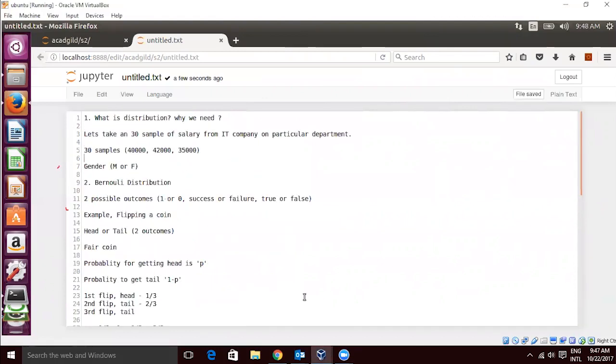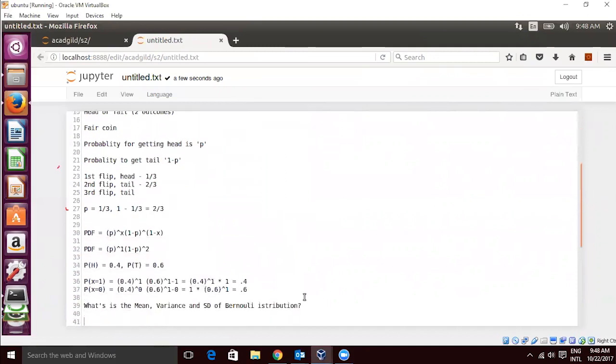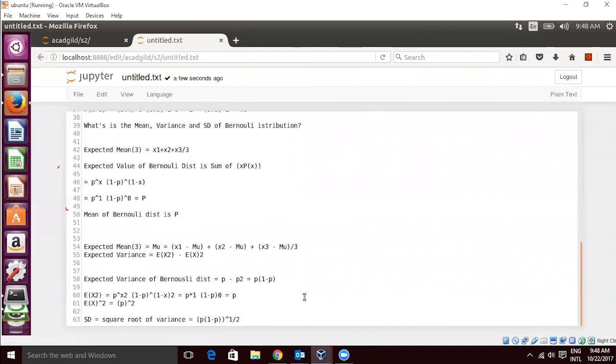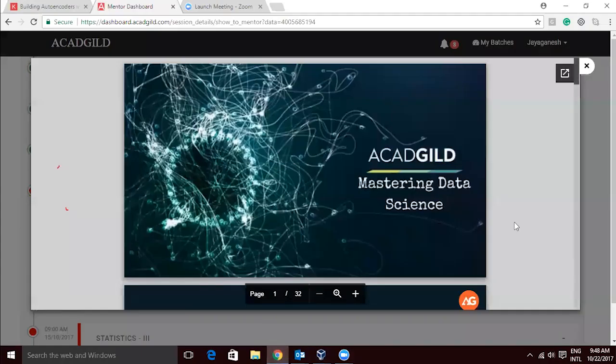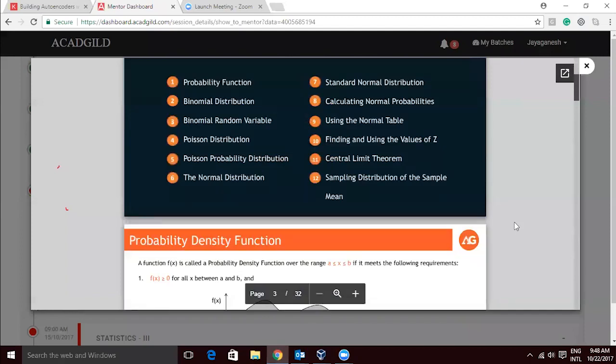Okay, now let us discuss the binomial distribution. If you see the Acadgild presentation, it doesn't have an explanation of the Bernoulli distribution. We started with the binomial distribution. Anyway, that's a good starting point, but if we know the Bernoulli distribution before the binomial distribution, it is easy to understand. So I can say the binomial distribution is the generalization of the Bernoulli distribution.